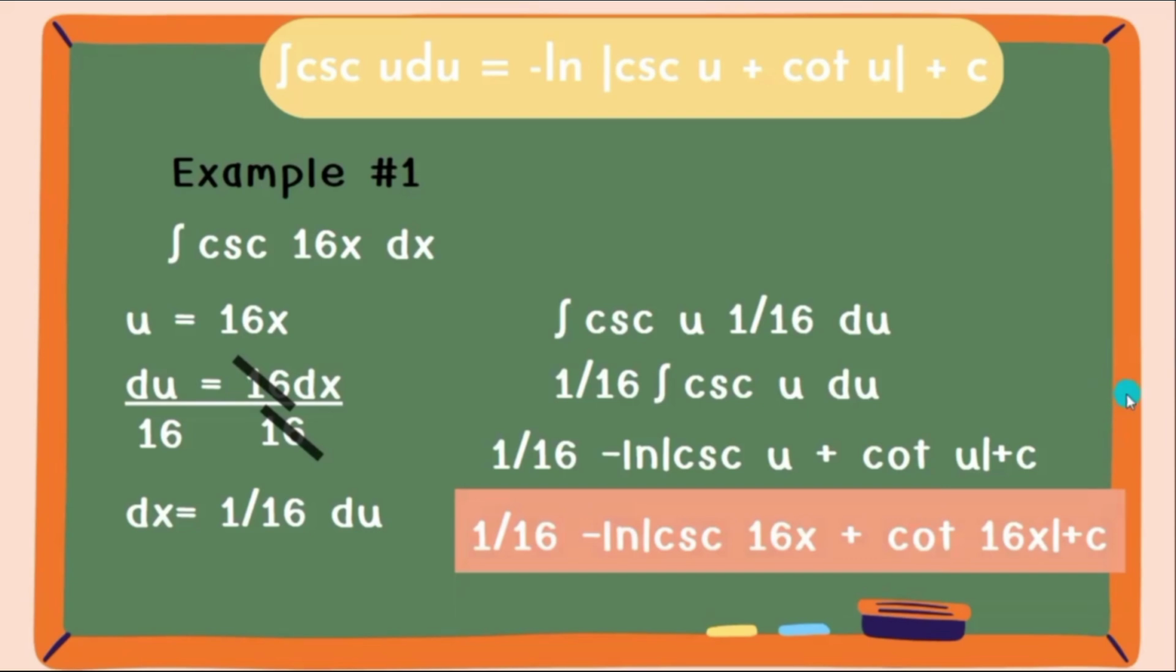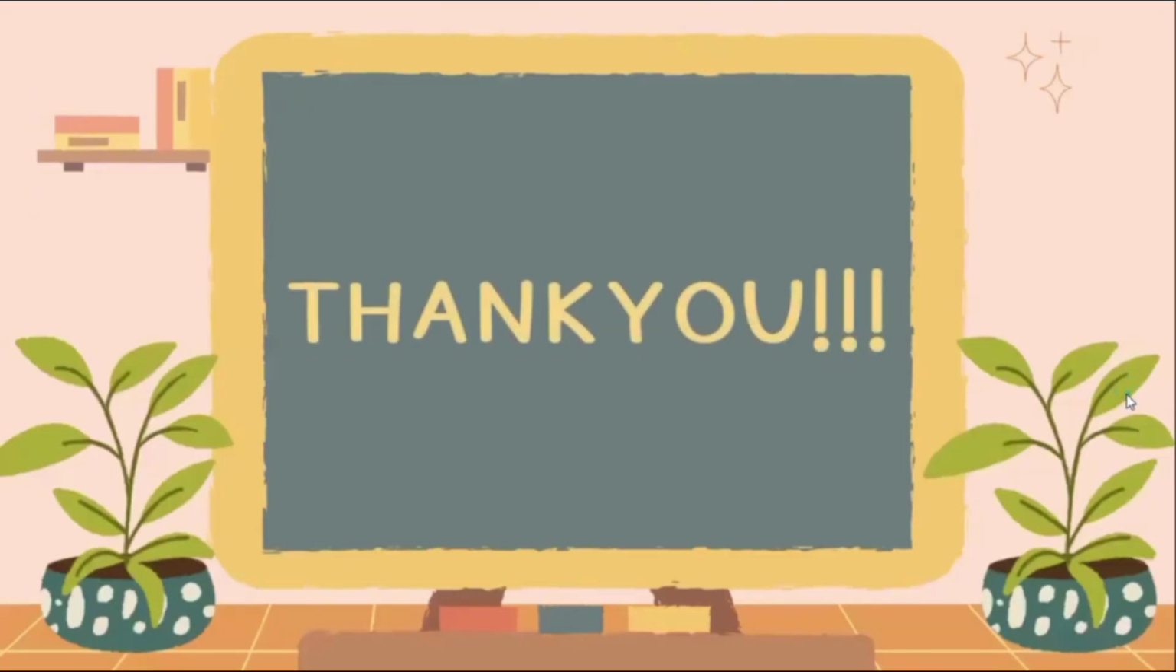And now, we have our final answer na 1 over 16 negative ln absolute value of cosecant 16x plus cotangent 16x plus c. Now that you guys have learned, hopefully, about the antiderivatives of a trigonometric function, I will now end our discussion. Thank you.